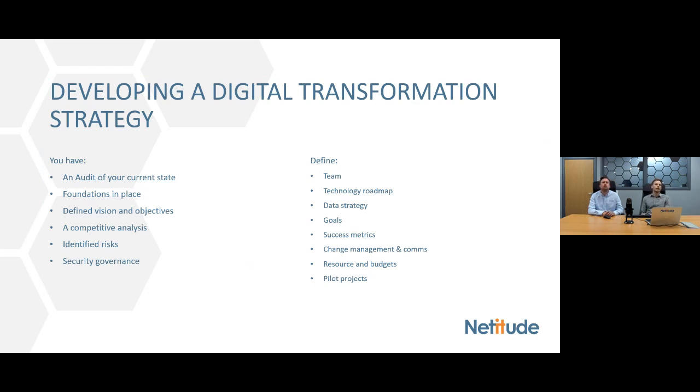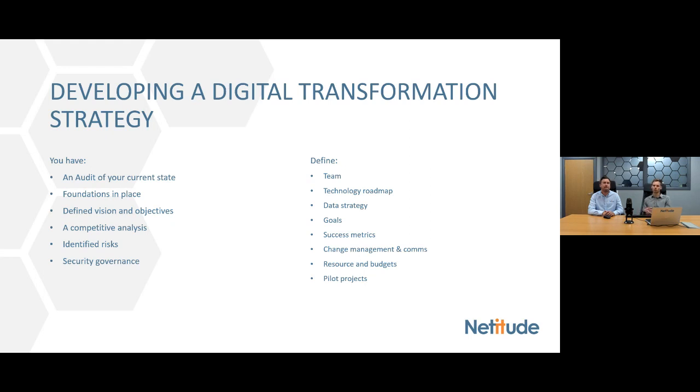So just to check in, at this point, if you're working through and creating a strategy, we'd get you our audit of your current state. That tells you what foundation items you're missing, and a roadmap to address them so you can move forward. You would have defined a vision and objectives for what you want to achieve with digital transformation. You would have looked at what competitors are doing to get their ideas, to understand whether you're an early adopter or a later adopter. We've just talked through the risks, so be aware of those risks, and you have a security governance structure in place to protect you as you increasingly go digital.